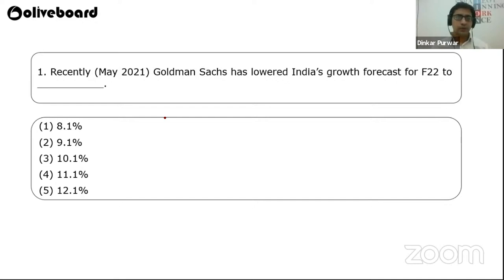So, now the options are 8.1%, 9.1%, 10.1%, 11.1%, or 12.1%. Recently in May 2021, Goldman Sachs has lowered Indian growth forecast for financial year 2022 to what percentage?